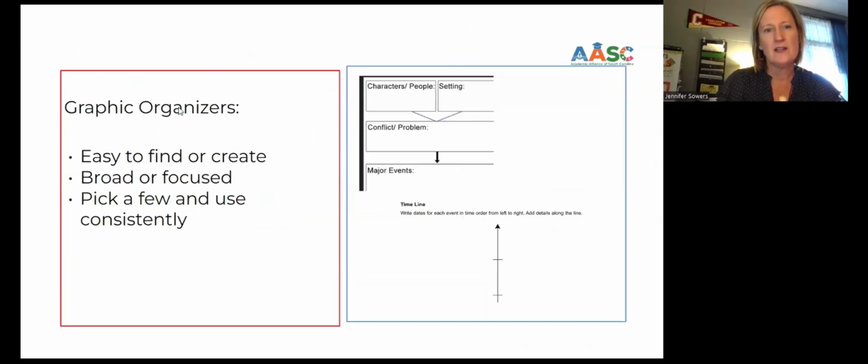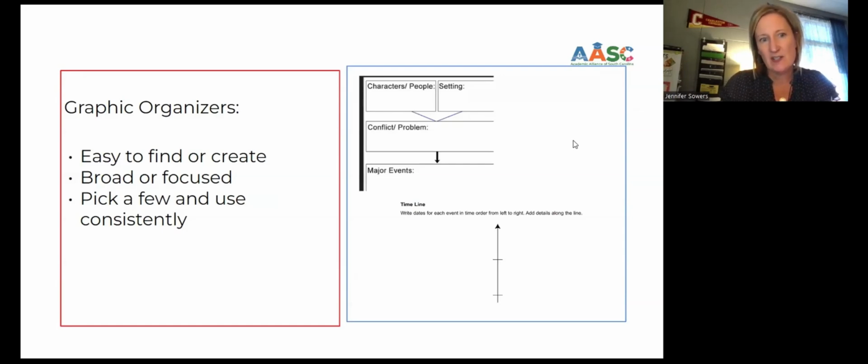And then our favorite, some graphic organizers. They are easy to find, or if you can't find them, just create one. I know with AI, you can just say, hey, AI, create me a graphic organizer to use about plot or setting in a novel. They can be very broad-based or they can be extremely focused depending on what you're wanting to use it with.